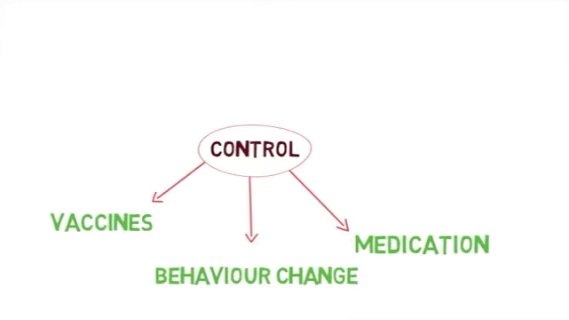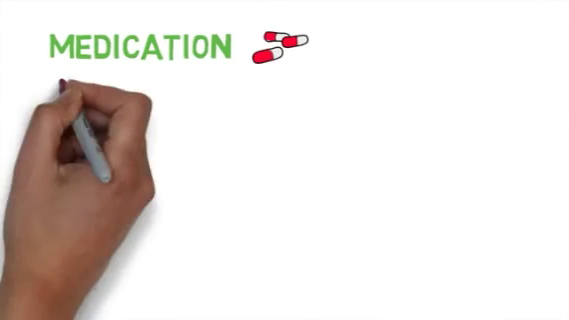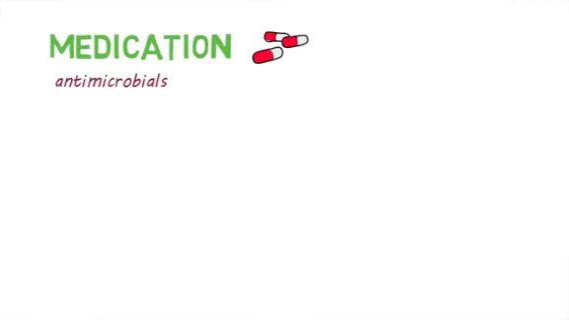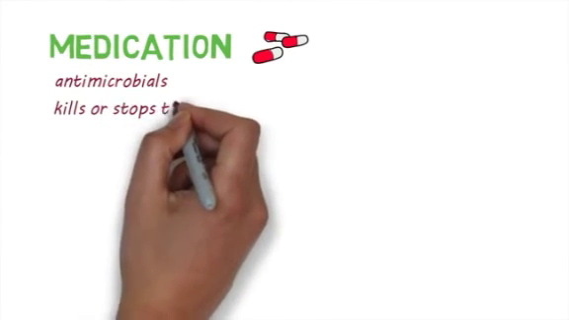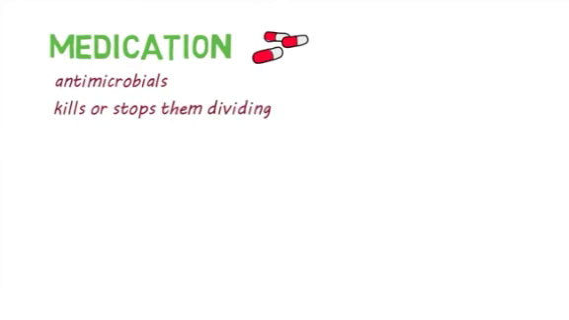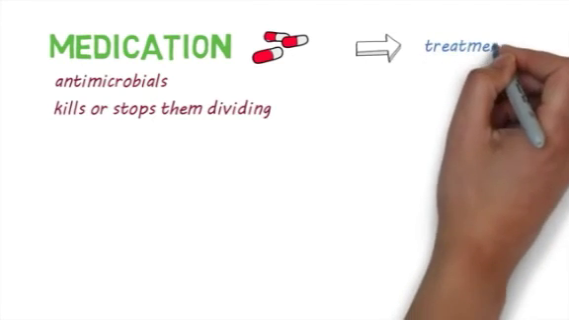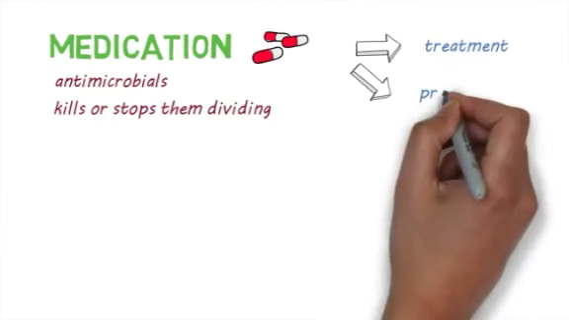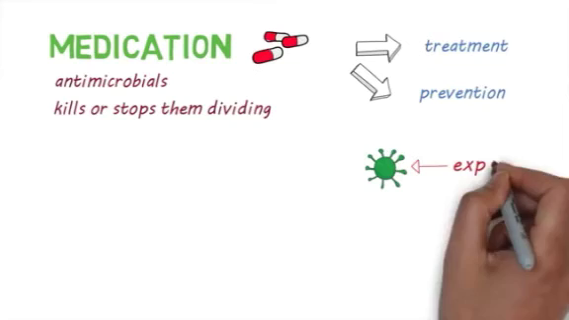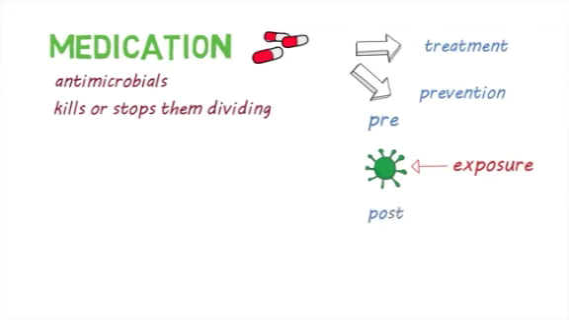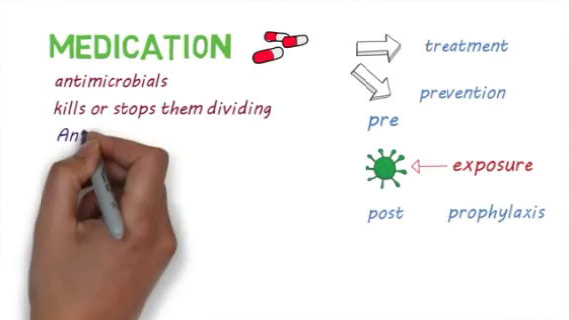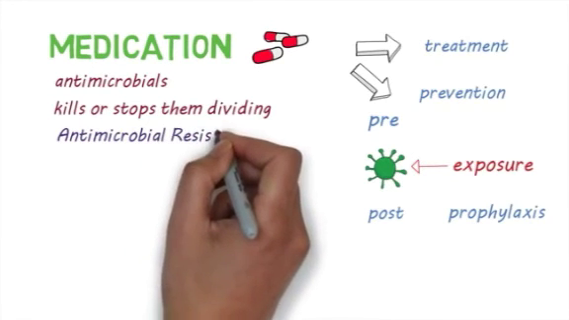Medication has been one of the mainstays of managing infectious diseases. Antimicrobial medication works by either killing the microorganisms or inhibiting their replication. They're not only used in treating diseases, but in some situations can also be used to prevent infections before or after being exposed to a disease. Pre- and post-exposure prophylaxis.